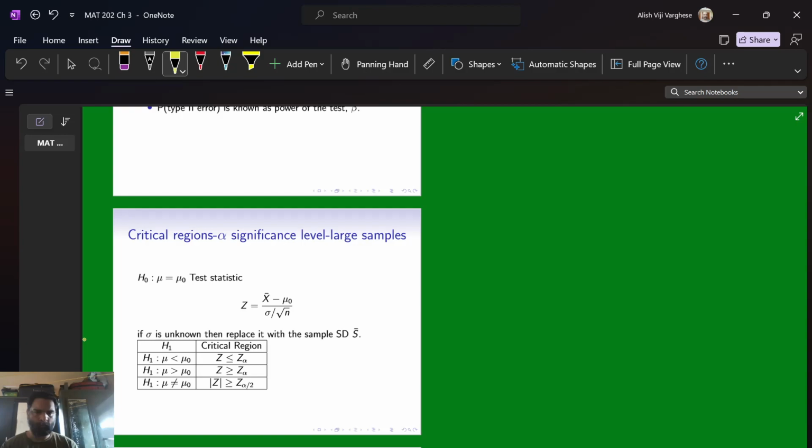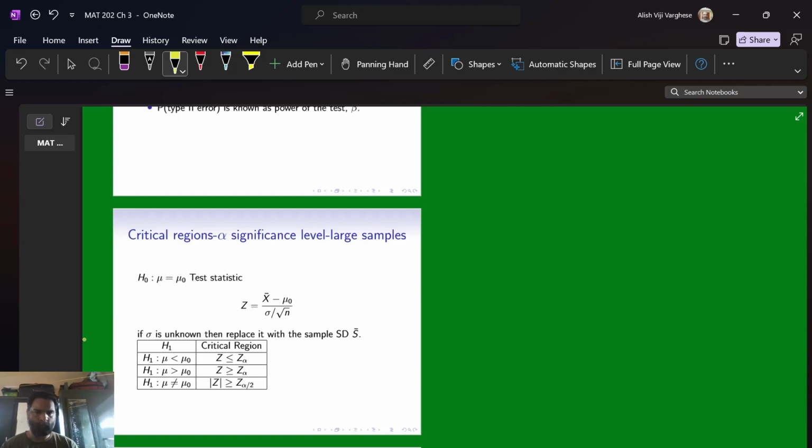We normalize it and calculate the value of z. Then based on the value of z, if z is less than minus z alpha, or z is greater than or equal to z alpha, or mod z greater than or equal to z alpha by 2, that's the critical region. If z falls into the critical region, then we reject the null hypothesis. Otherwise, we accept the null hypothesis. And the critical region is identified based on the alternative hypothesis.